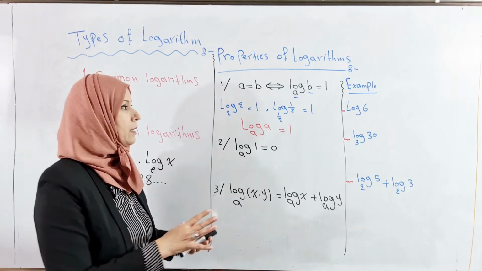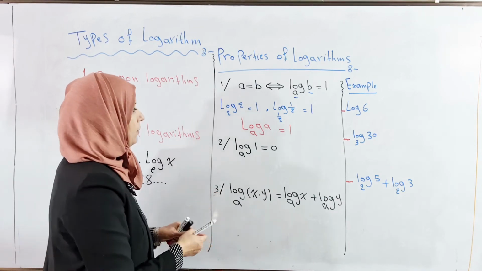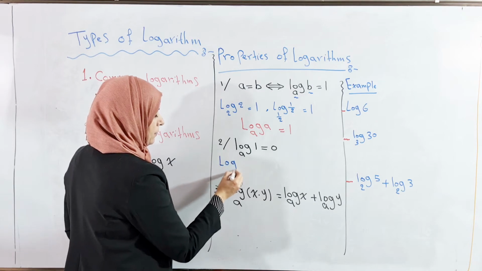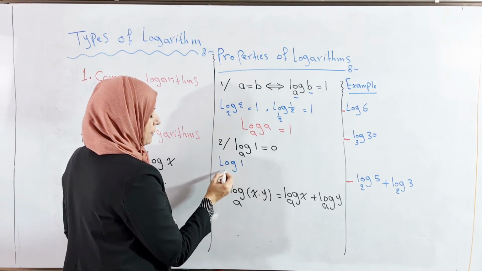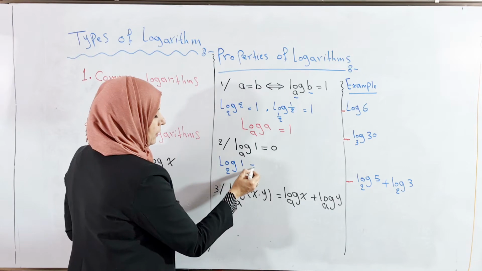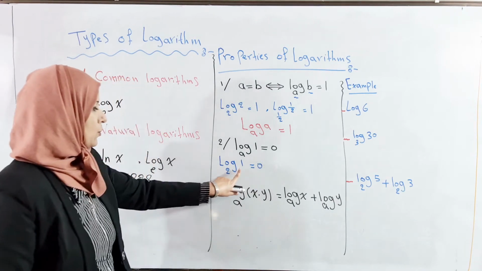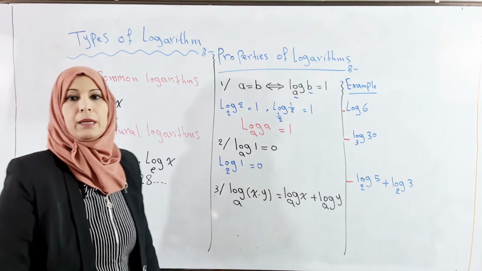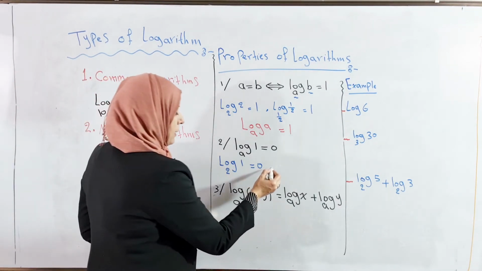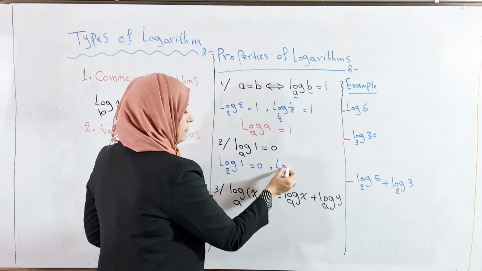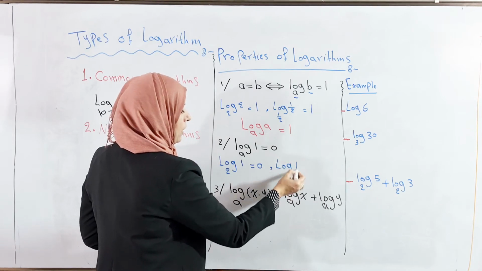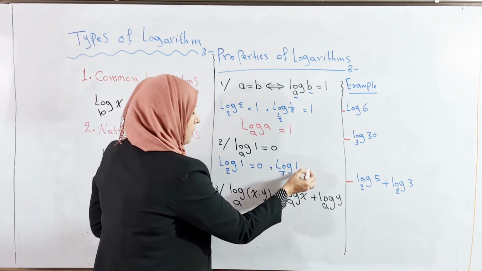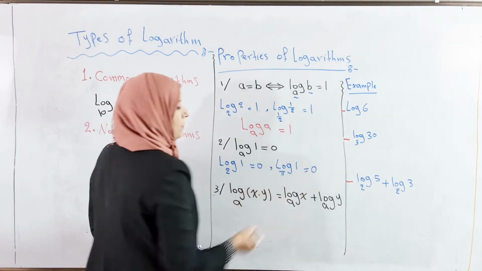هذه عندي الخاصية الثانية. For example, logarithm 1 for base 2 will equal 0. دائما لوغاريتم واحد مهما كانت البيس قيمته يساوي 0. Another example, logarithm 1 for base pi, the result will be 0.